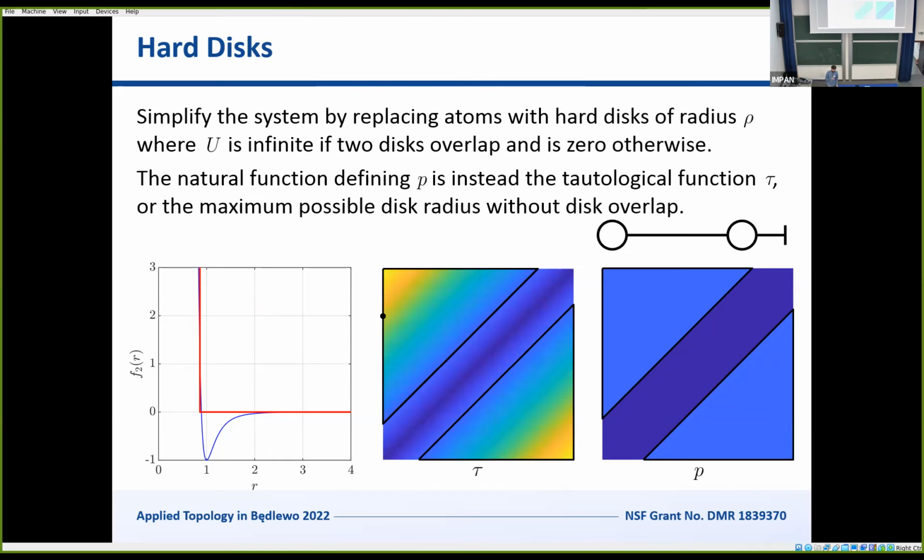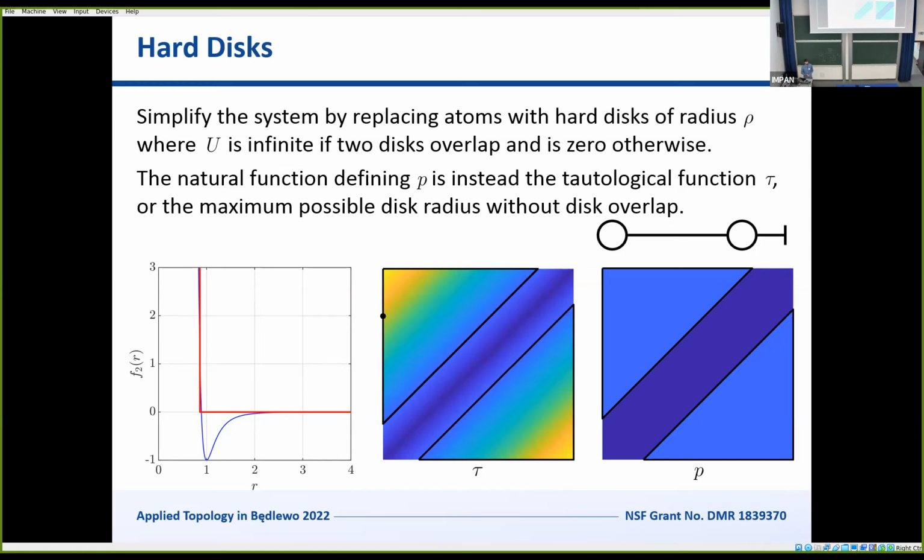Well, I claim that there's a natural filtration on this space, and it's given by a function known as the topological function tau. This notation, and actually the name of the topological function, I believe, was proposed by Matt Kahle in conjunction with co-authors. So the idea of the topological function is you've got some point in your configuration space, which defines the centers of the disks, and I'm now interested in how big I can make the disks without them overlapping, right? And so tau quantifies that.